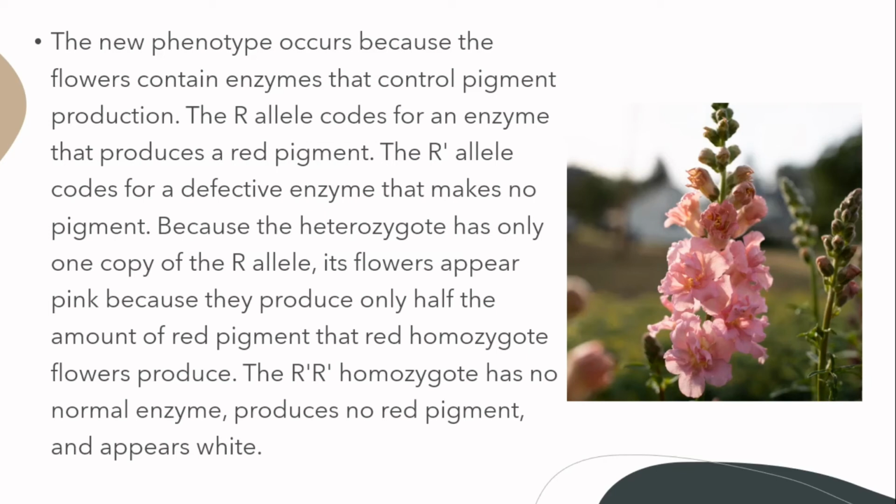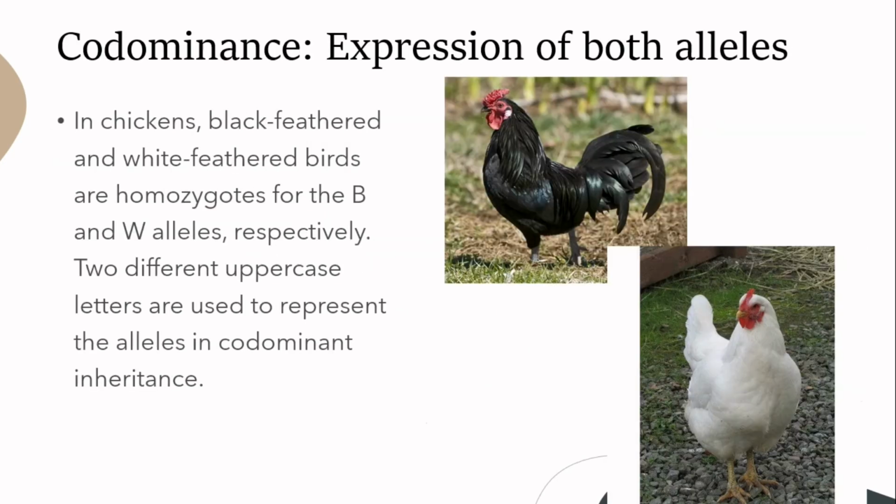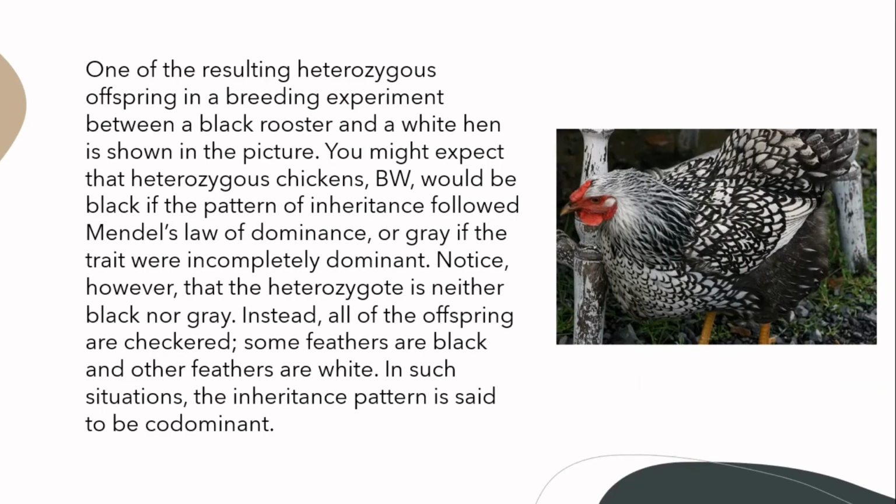Codominance, expression of both alleles. In chickens, black feather and white feather birds are homozygotes for B and W alleles respectively. Two different uppercase letters are used to represent the alleles in codominant inheritance. One of the resulting heterozygous offspring in a breeding experiment between a black rooster and a white hen is shown in the picture. You might expect the heterozygous chicken BW would be black if the pattern of inheritance followed Mendel's law of dominance, or gray if the trait were incomplete dominant.